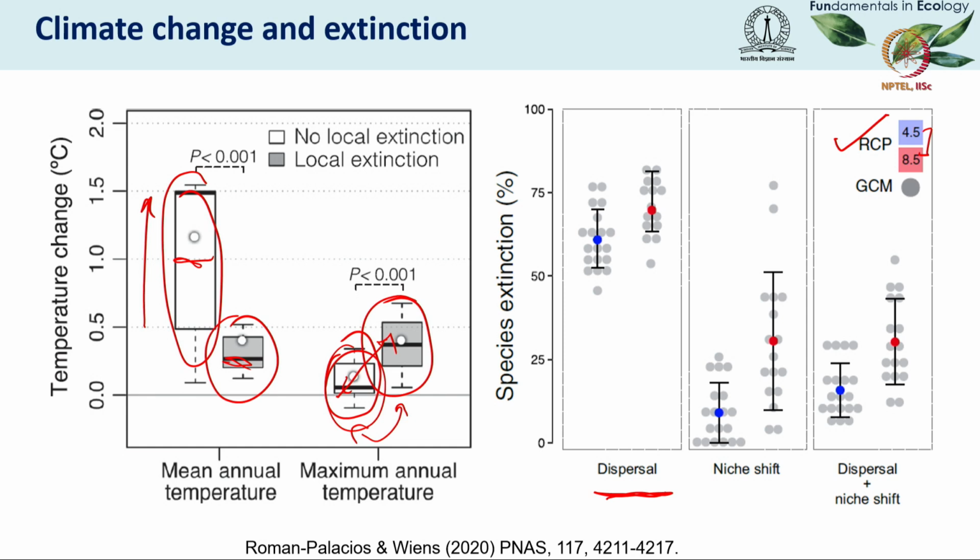Whereas if the species can shift its niche in some way, if the species can, for example, physiologically adapt to these new temperatures, or morphologically or behaviorally adapt to new temperatures by remaining in the same place but doing something different, then species extinction rates are much lower. So dispersal or range shifts are not a guarantee that a species will remain in the long term. Species extinctions will happen even if species respond through geographical range shifts.